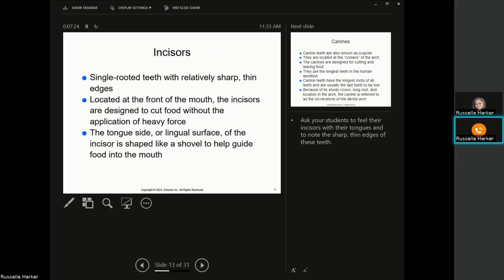Incisors are single-rooted teeth with relatively sharp and thin edges. Those are the ones at the front of our mouth that you see when we smile, those 4 front teeth on the top and 4 on the bottom. They're designed to cut food without the application of heavy force.